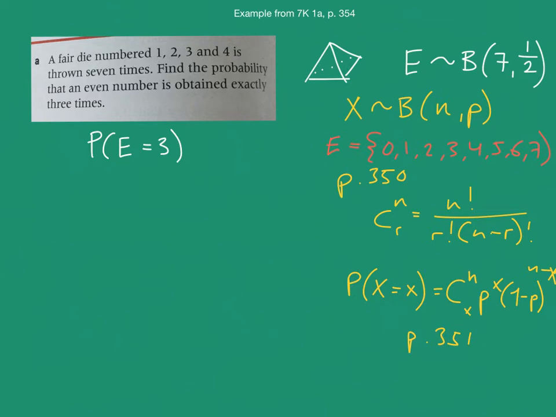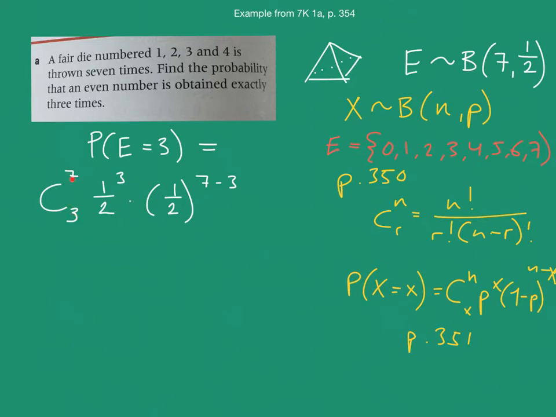So we start here by saying that this probability is equal to 7 choose 3. This is how we can read this. And then I'm going to write 1/2 to the power of 3 multiplied with 1/2 to the power of 7 minus 3. I'm going to explain what I'm doing here.